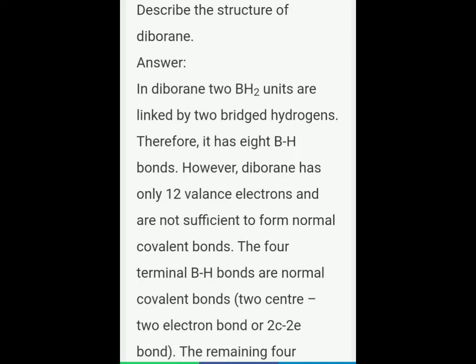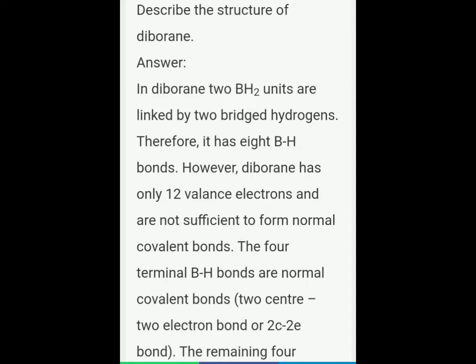But there are 8 BH bonds, and 8 BH bonds would form only normal covalent bonds. 8 BH bonds means 8 into 2, 16 electrons are needed. But there are only 12 valence electrons, and these are not sufficient to form normal covalent bonds.